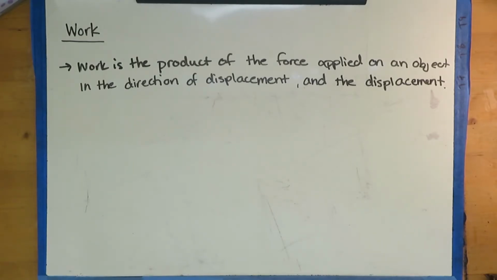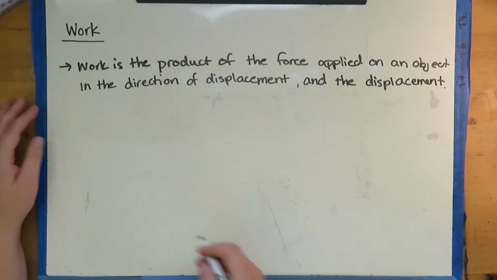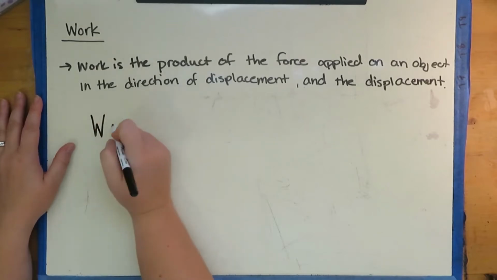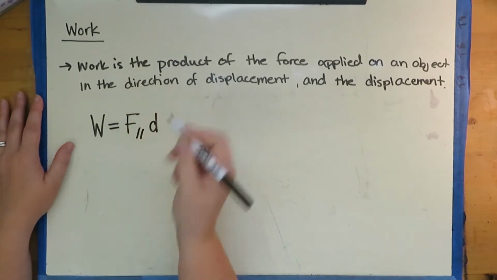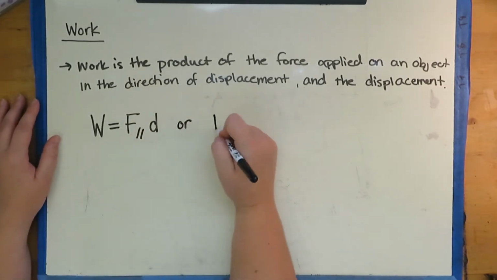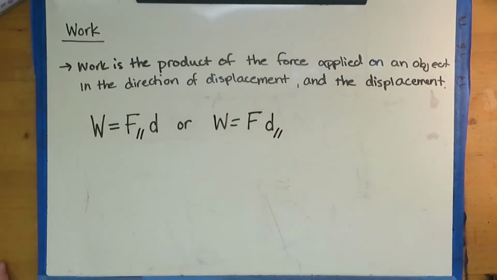It's actually based on a cross product in vector calculus. And we don't do vector calculus here in Physics 1, so we kind of have to come up with simplified definitions of how the work equation is. If I wanted to put these words into equation format, I would say that the work is equal to F parallel times D, or work is equal to F times D parallel. So those are two different statements of the same thing.